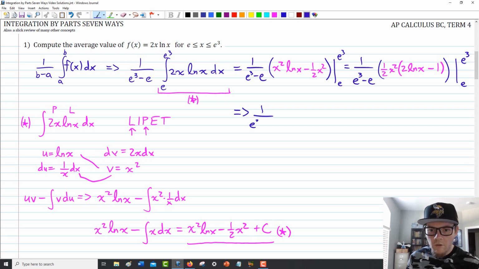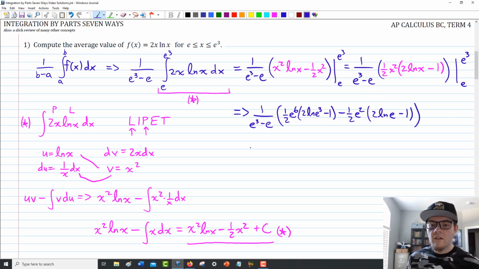So we have 1 over e cubed minus e. In here, if we plug in e cubed, we're going to have 1/2, and e cubed squared is going to be e to the 6th. And then we'll have 2 ln of e cubed minus 1. We'll evaluate it in a second. On the second one, we'll have 1/2 of e squared, because we're just plugging e in for x. And then we'll have 2 ln of e minus 1. And that's going to be our entire expression. So we've got a little ways to go before we finish this up.